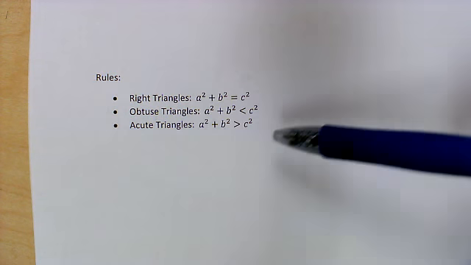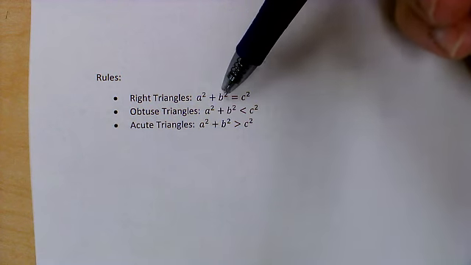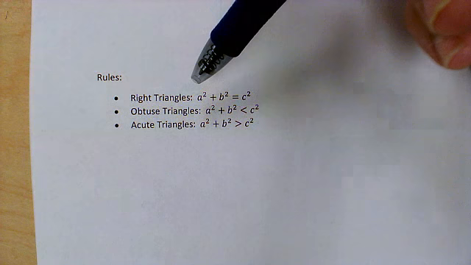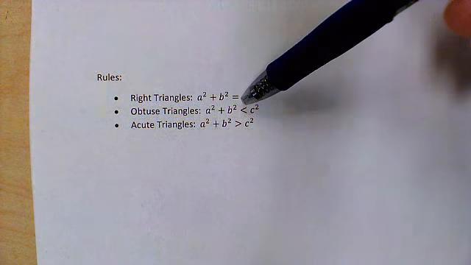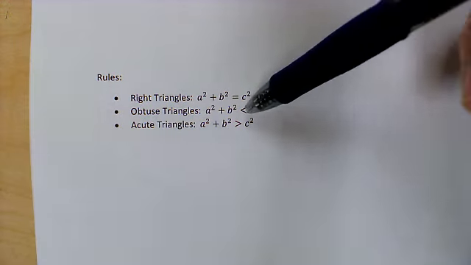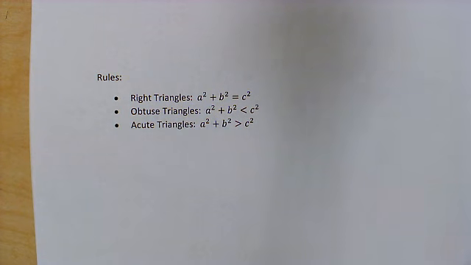You'll need to take note of this, so click pause if you need to. If a squared plus b squared is equal to c squared, you would have a right triangle. If a squared plus b squared is less than c squared, c being the longest side on all of these, you'll have an obtuse triangle, and if a squared plus b squared is greater than c squared, you'll have an acute triangle. I'm going to show you 4 examples on how to use this.